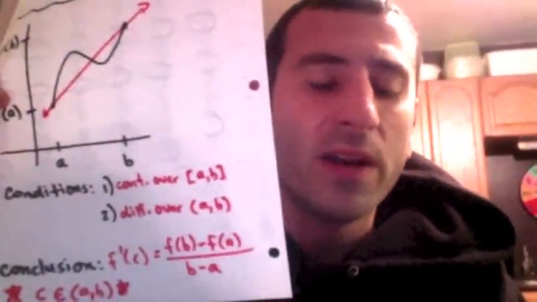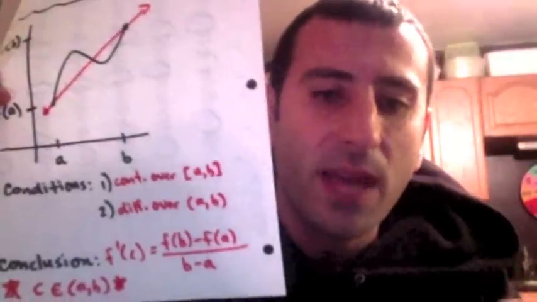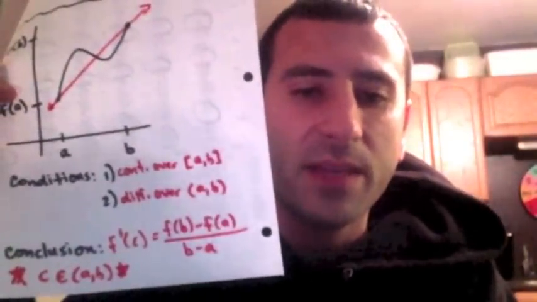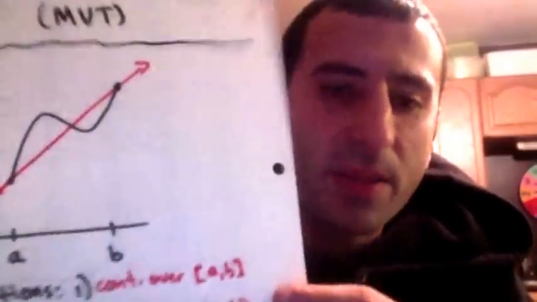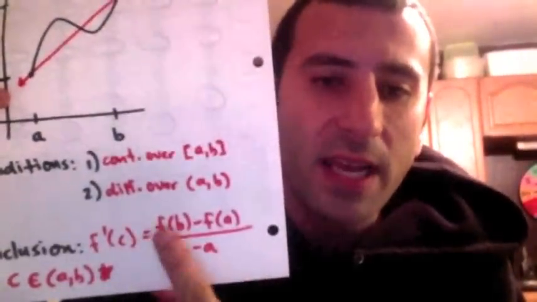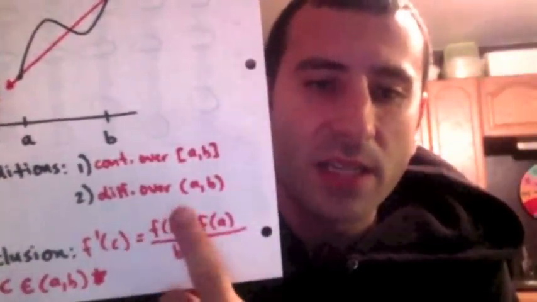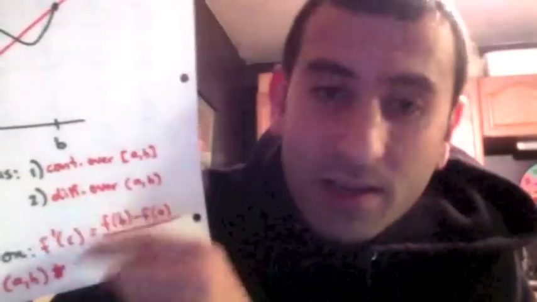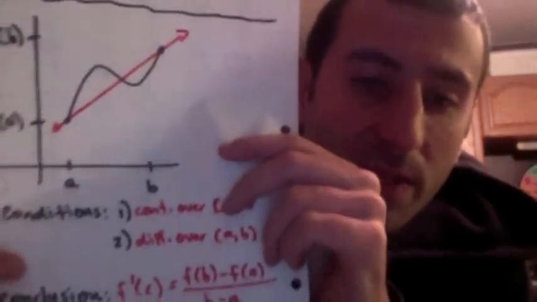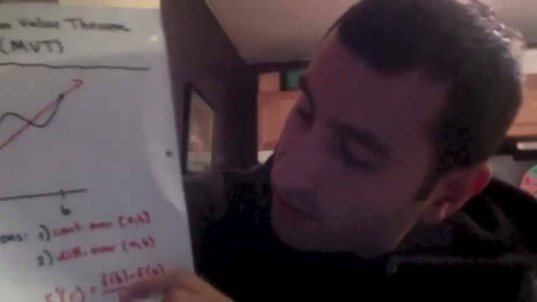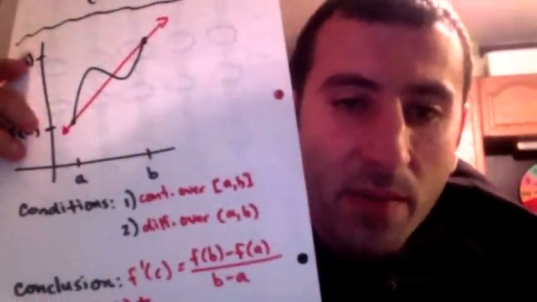Okay, MVT guarantees the existence of the C somewhere between A and B, but actually not A and B itself. Again, something I think will make sense if you really think about this picture. Okay, so all this is saying is that there exists a C somewhere in your interval, so that the slope of the tangent is equal to the slope of the secant, which is right there. Okay? That's the mean value theorem.